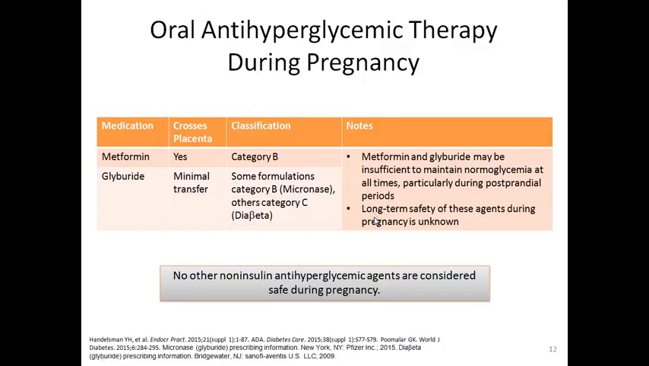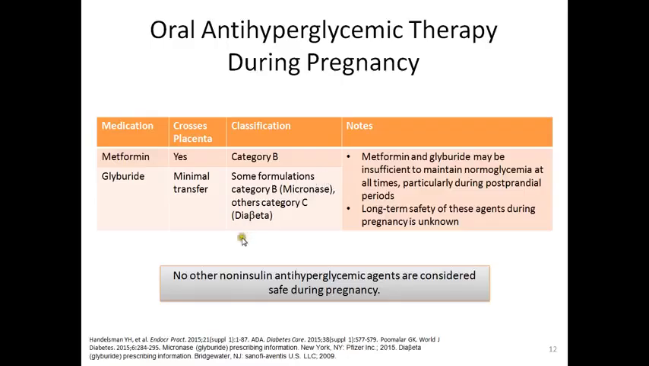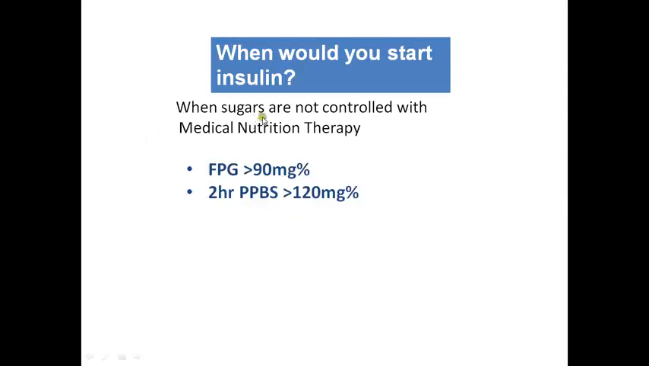Okay, so first with metformin and glyburide, we start with medical nutritional therapy, in which you will advise exercise and diet control. You watch for a week, and if it is not working, then you add metformin or glyburide. And still, when sugars are not controlled with medical nutrition therapy, that is, if the fasting plasma glucose is more than 90 or the 2 hour postprandial blood sugar is more than 120, then you go for the insulin therapy.